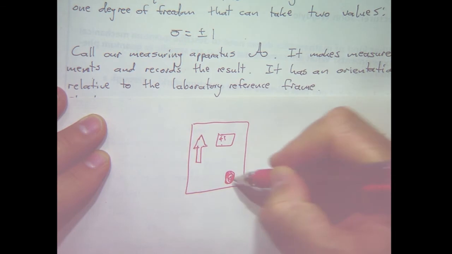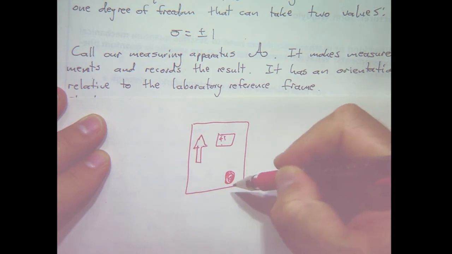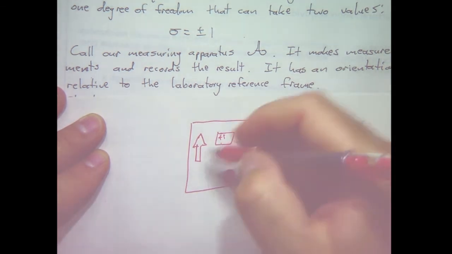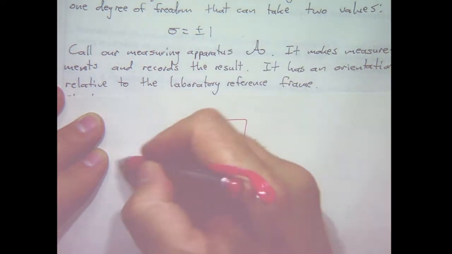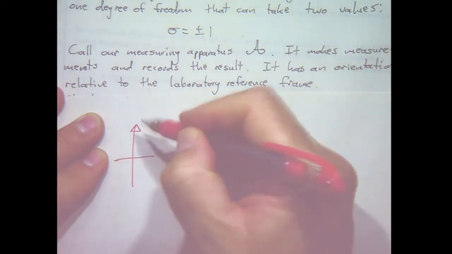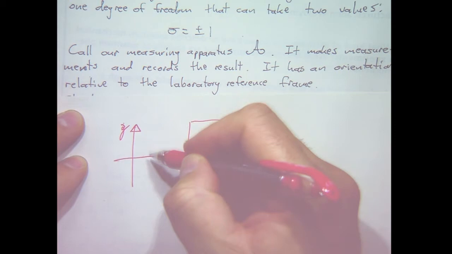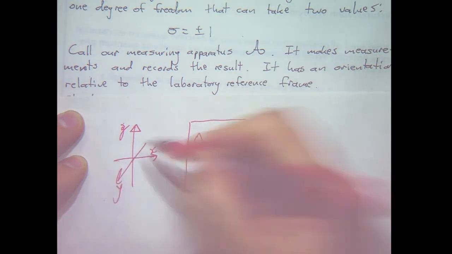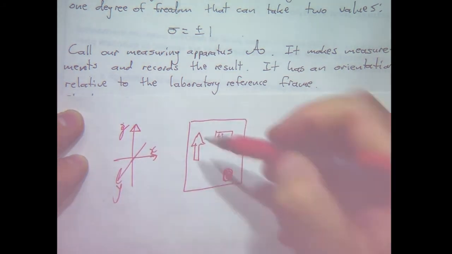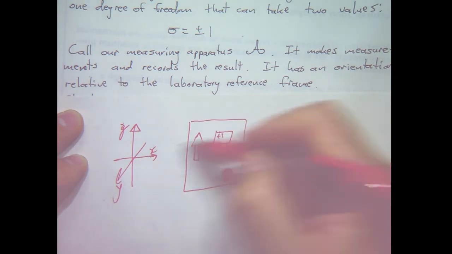We press this button if we want to make a measurement. We line up the apparatus to the axis that we want. Here is the laboratory frame. The z-axis is up. The x-axis is that way. The y-axis is that way. And we line up the apparatus in the direction that we want.